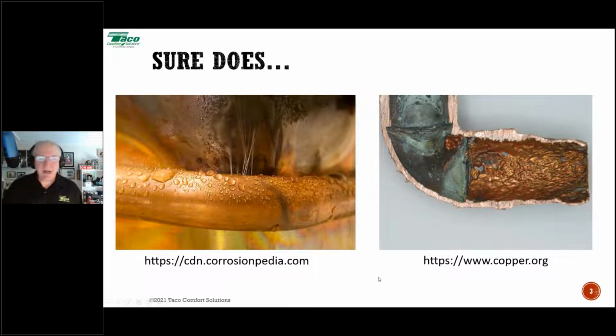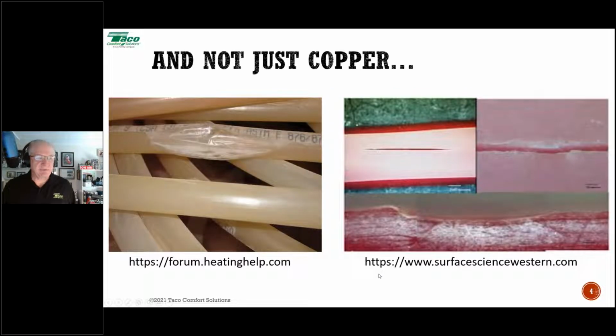And it's not just copper. It can happen with PEX as well. Both the copper industry and the PEX industry, and CPVC and other types of plastic pipe, all have velocity limitations for normal usage flow, as well as domestic hot water recirculation flow. So we really want to be cognizant of that.